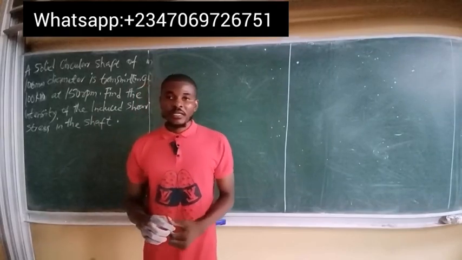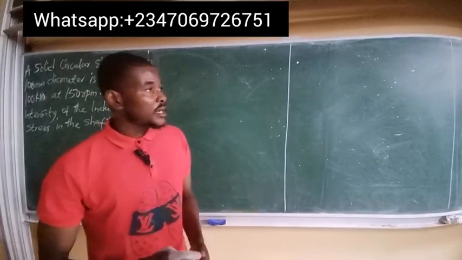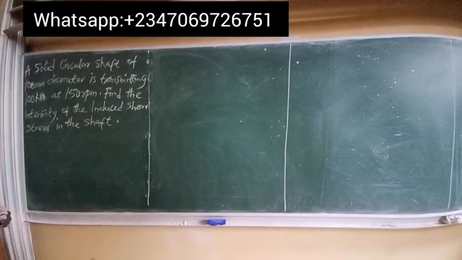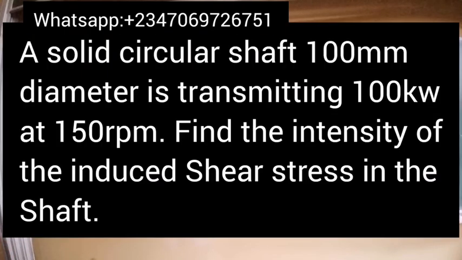So we are still on application of the torsion equation. Let's consider the question on the board. It says a solid circular shaft of 10 millimeter diameter is transmitting 100 kilowatt at 150 rpm. The question says find the intensity of the induced shear stress in the shaft.